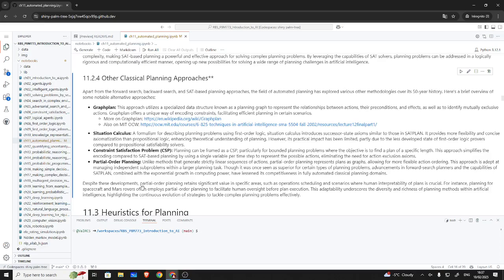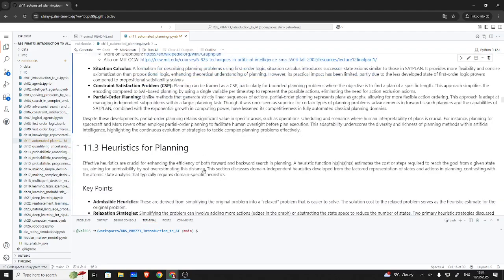So yeah, they use that to facilitate human oversight before you run it. Mars rovers have to go somewhere, and then of course they still use human oversight to plan afterwards. So the rules, the cheat codes.